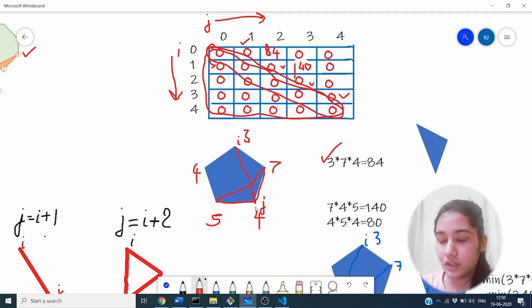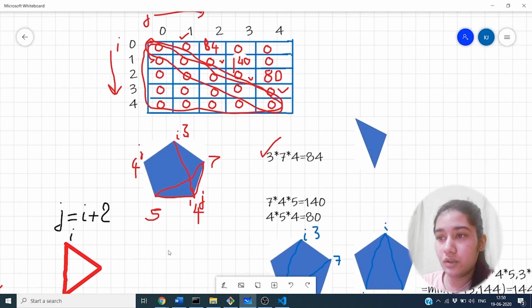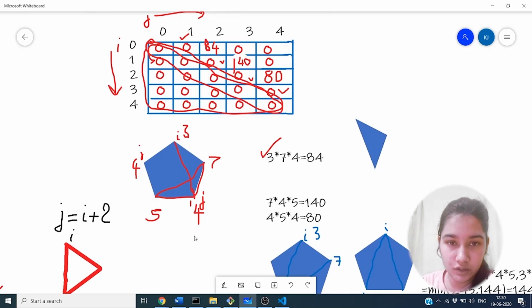Now again changing the value of i here and the jth value as this one. So the possible triangle is 4, 5 and 4. So in this condition, this value becomes 80 with index i as 2 and j as 4. Now this was the condition when j is equal to i plus 2.